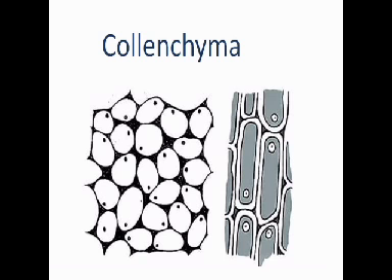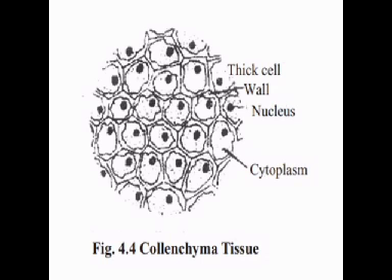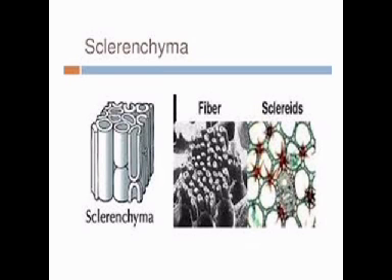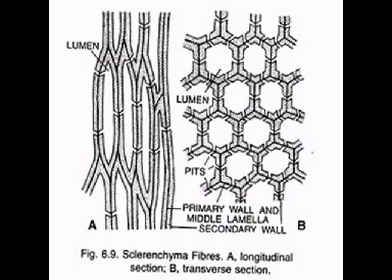Collenchyma are found in the endodermis of dicotyledonous plants, midribs and petals of leaves, etc., and they act as effective mechanical support to the growing plant's organs. Sclerenchyma are found in the endodermis of stem, bundle cap of dicotyledonous plants, and they help in the mechanical support of the plants.